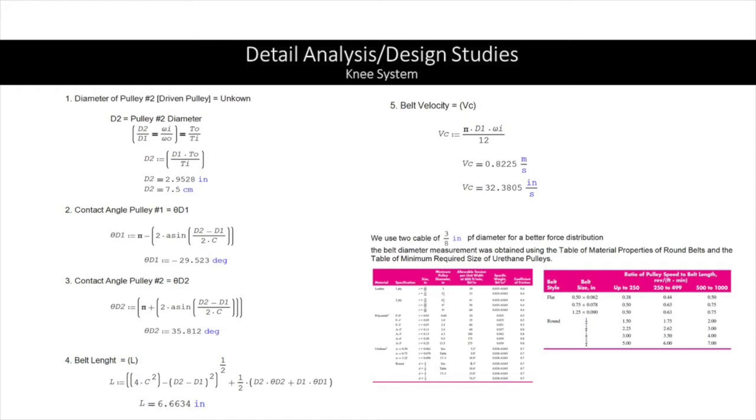Finally, we also obtain a belt velocity, which we define as pi multiplied by D1 multiplied by angular velocity of inlet divided by 12. As a result, we obtain a belt velocity of 32.3805 inches per second, or 0.8225 meters per second. These measurements were obtained using the table of flat belts and flat pulleys.